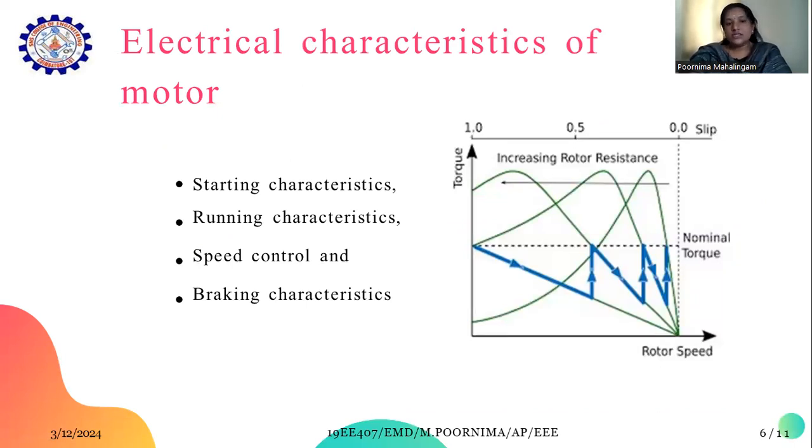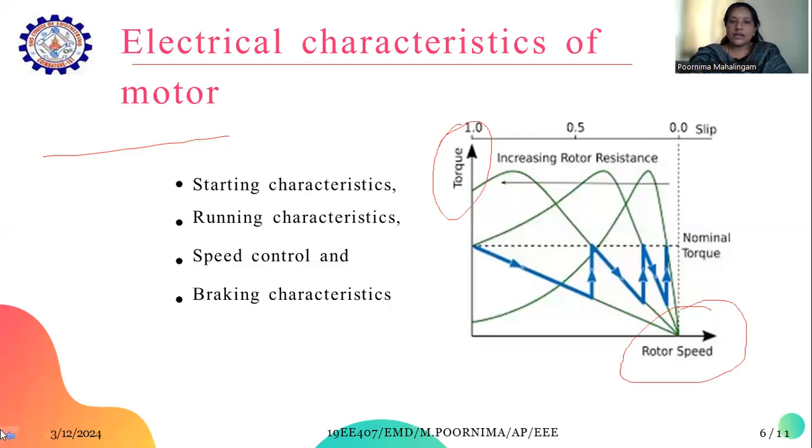So, electrical characteristics of the motor and mechanical characteristics of the motor. We know what the electrical characteristics of a motor are, and we know what the mechanical characteristics are. Here, we consider both the electrical and mechanical characteristics, and the main thing in the mechanical characteristics is torque and speed. The first is starting characteristics. Among the electrical characteristics, the first thing is starting characteristics.